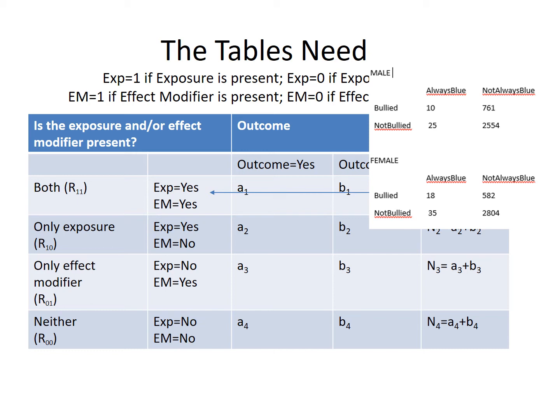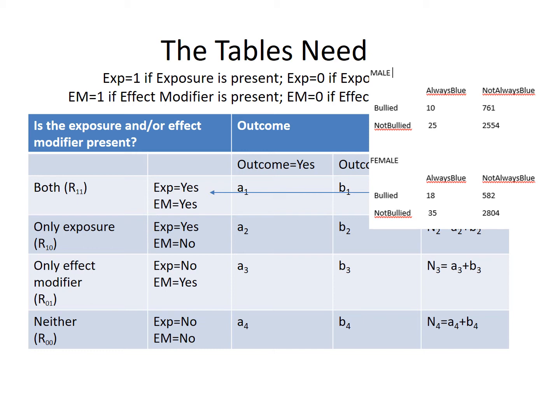So the first thing that you'll put on this table is your exposure and your effect modifier yes, yes condition. Look to those rows and fill in the number for A1 as 18. It's going to be the same placeholder as what it is in the table that you see in the PowerPoint slide. And then your B1 is going to be 582. So you have the yes, always blue, that's your outcome, and your not always blue is your no condition.